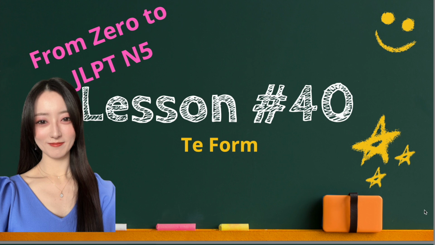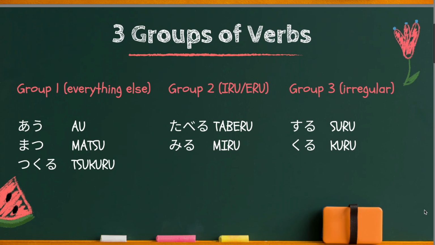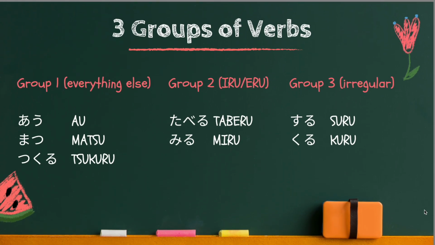And in order to make this te form, you need to know 3 groups of verbs. So in Japanese, verbs can be sorted into those groups, and you need to know those groups in order to conjugate the verb into te form. So based on which group they are, you can conjugate the verb into te form. So knowing these groups is very important.